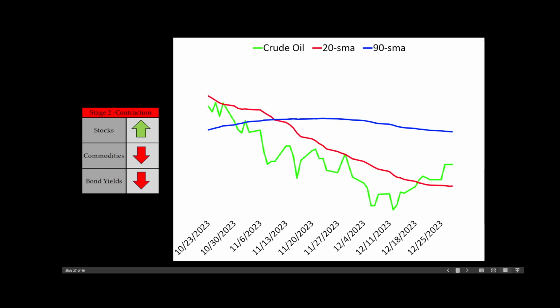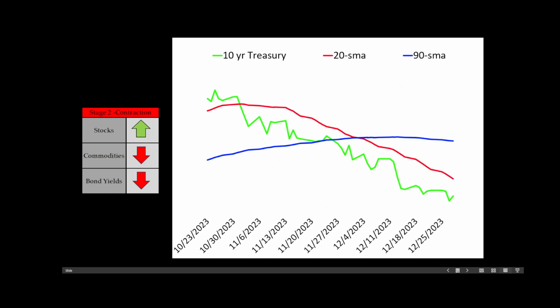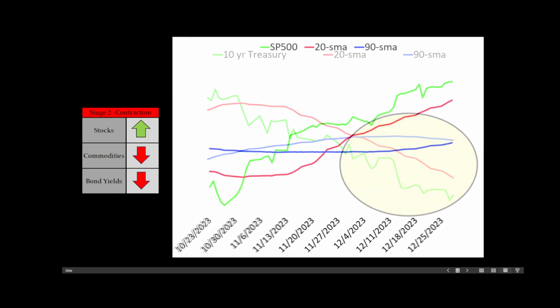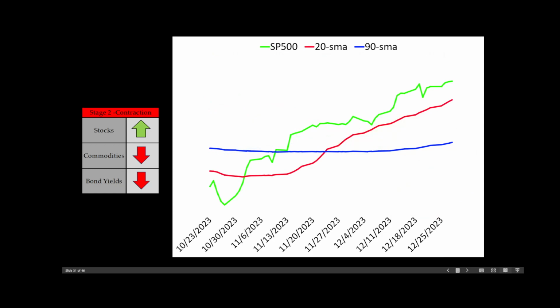However, we can see we moved to stage 2. If you recall, the last stage was stage 5. You may ask, well, we skipped 1, and that is correct. Stage 2, we moved to a point where stocks were trending to the upside, but we can see here commodities, crude oil, was still below the 20 simple moving average, and bond yields were also below their own respective 20 simple moving average. At this point, we can see, though, the S&P 500 was trending higher.